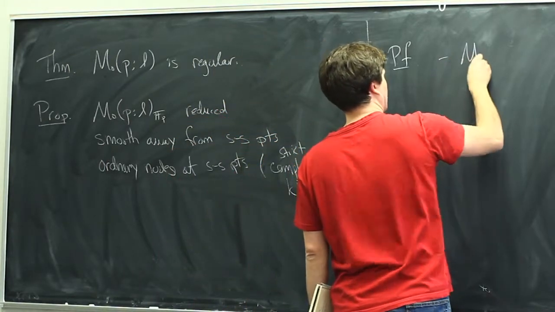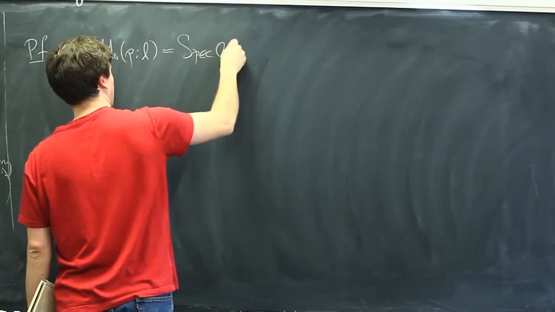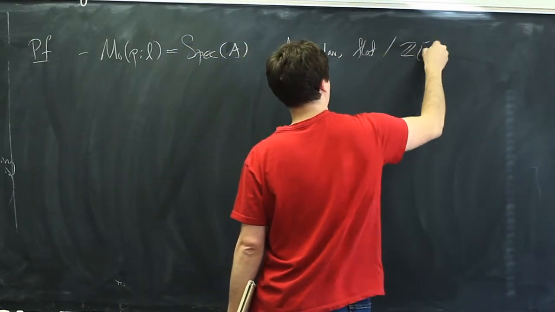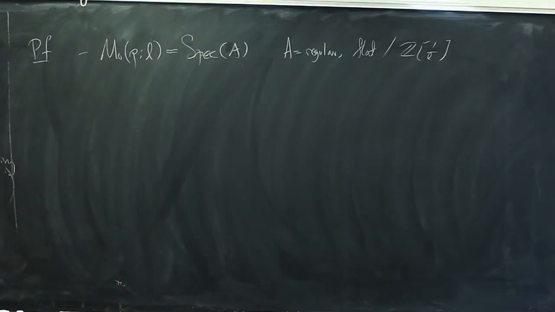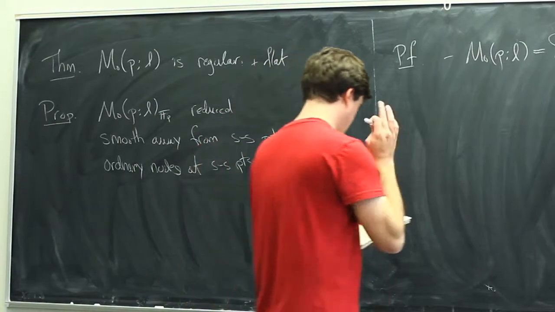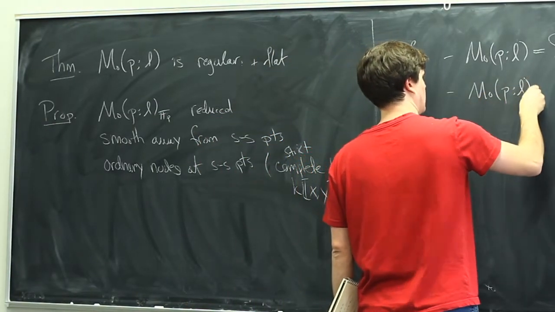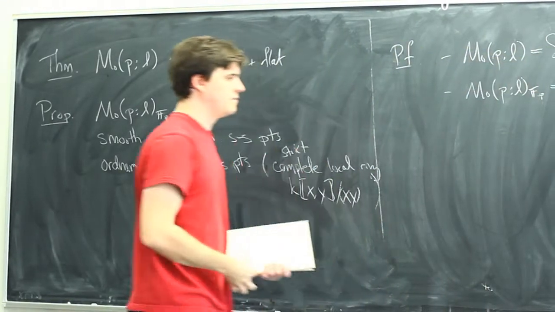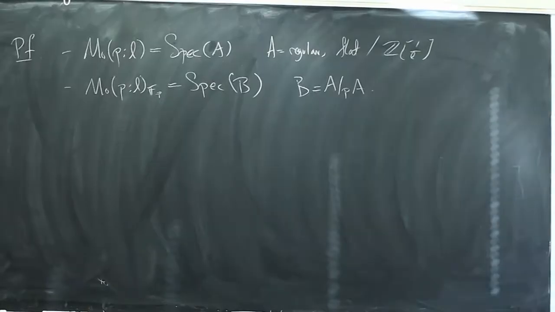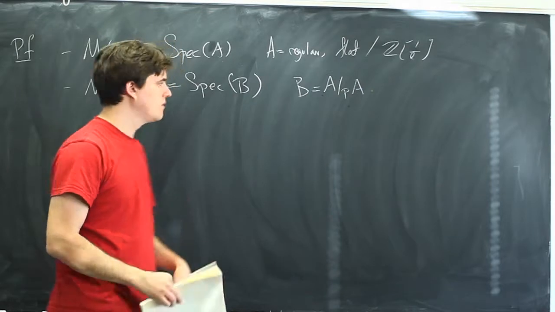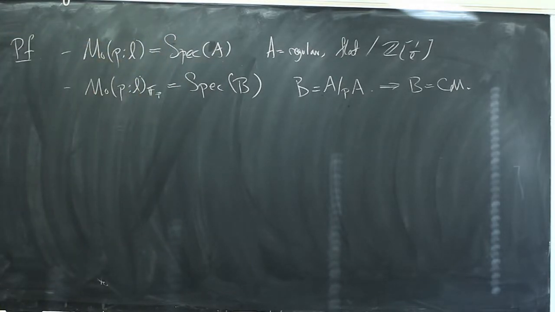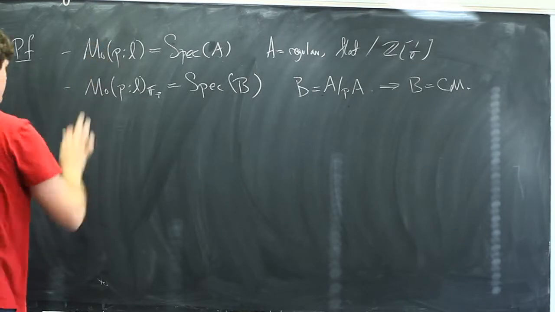Okay, so M0 of PL, we can write it as spec A, where A is a regular ring, and it's flat over Z adjoin 1 over L. It's a fact. And so in characteristic P, this space M0 of PL over F_p is just spec of B, where B is A mod P. And so this B, I've taken a regular ring and killed a non-zero divisor, and that makes it Cohen-Macaulay. Okay, so we have the usual kind of structure in this situation.